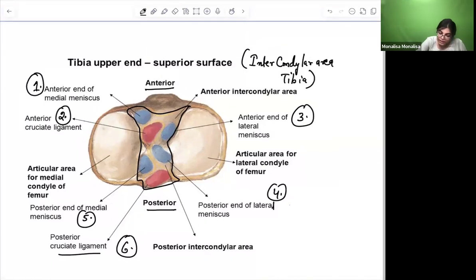So this is the medial meniscus anterior end. This is the anterior cruciate ligament. This is the anterior end of the lateral meniscus. This is the posterior end of the lateral meniscus. This is the posterior end of the medial meniscus and the posterior cruciate ligament. So these six structures, from the first to the sixth, are located in the intercondylar area of the tibia as you move from anterior to posterior. So it is very important for you to know this sequence.